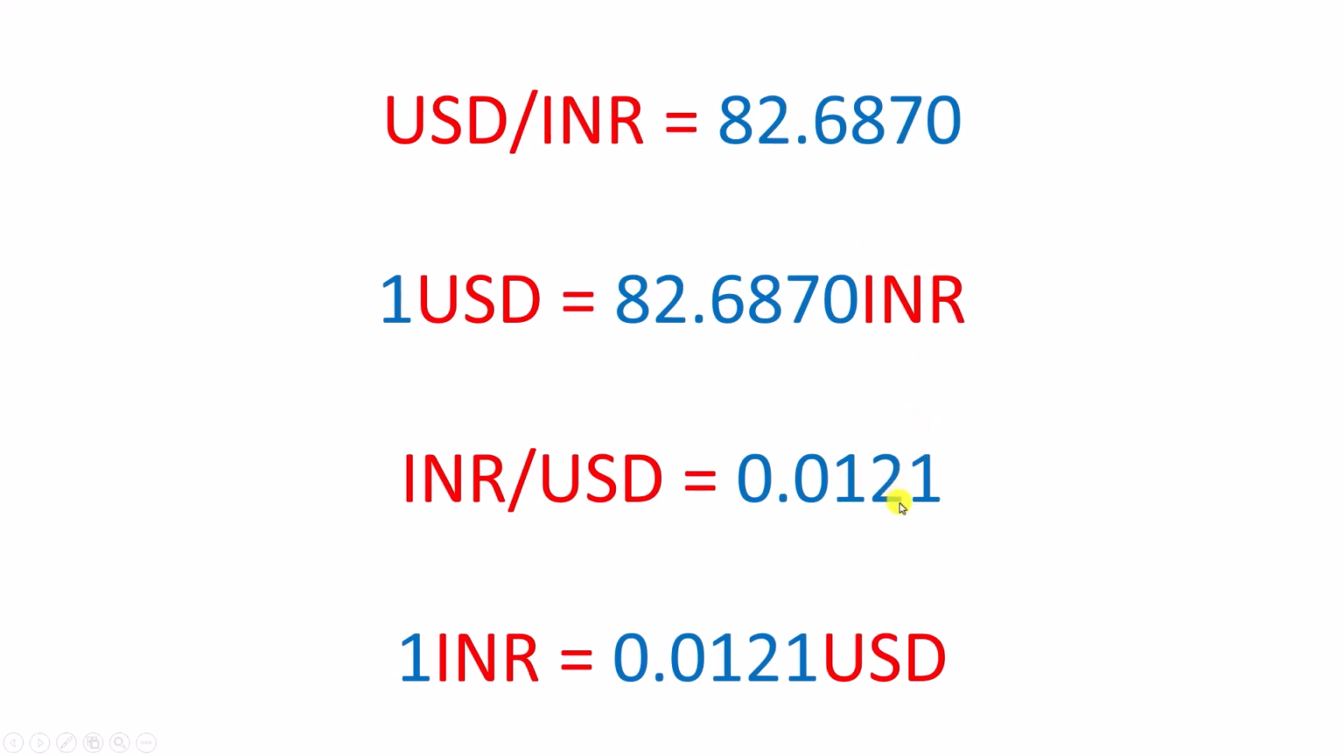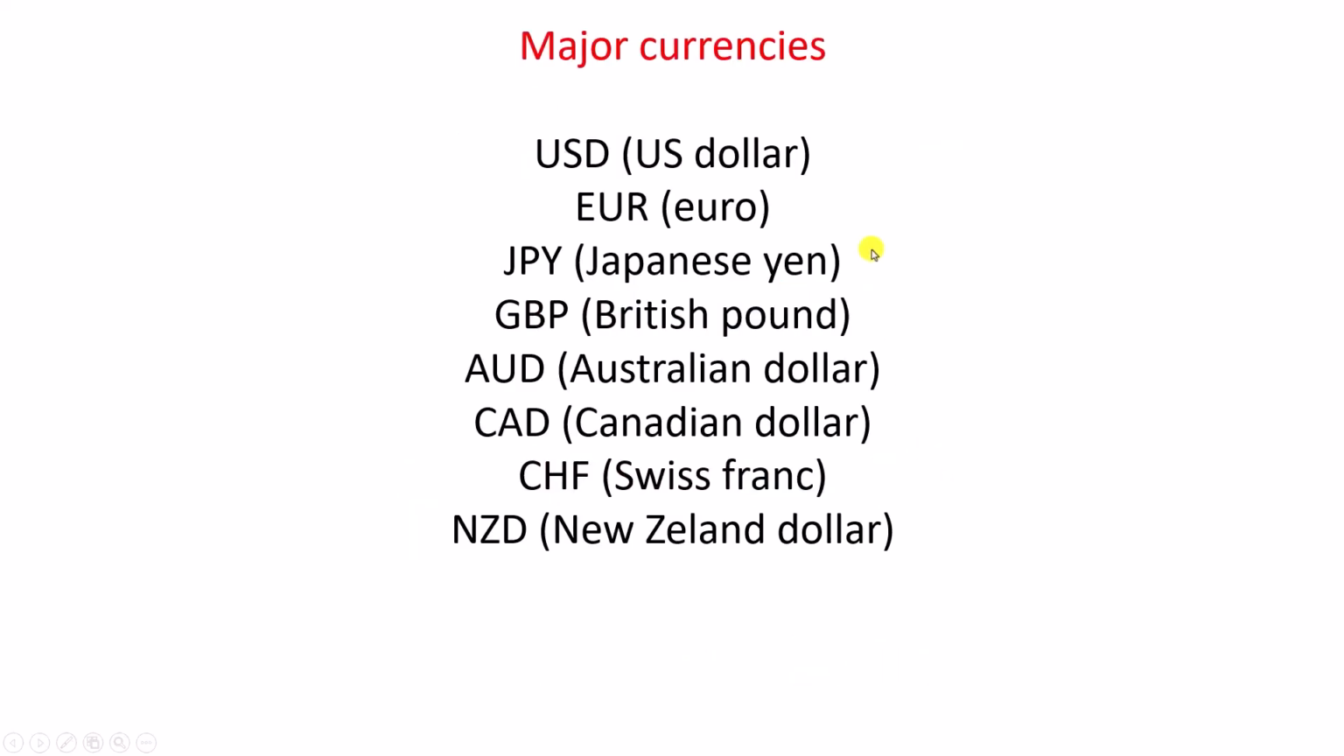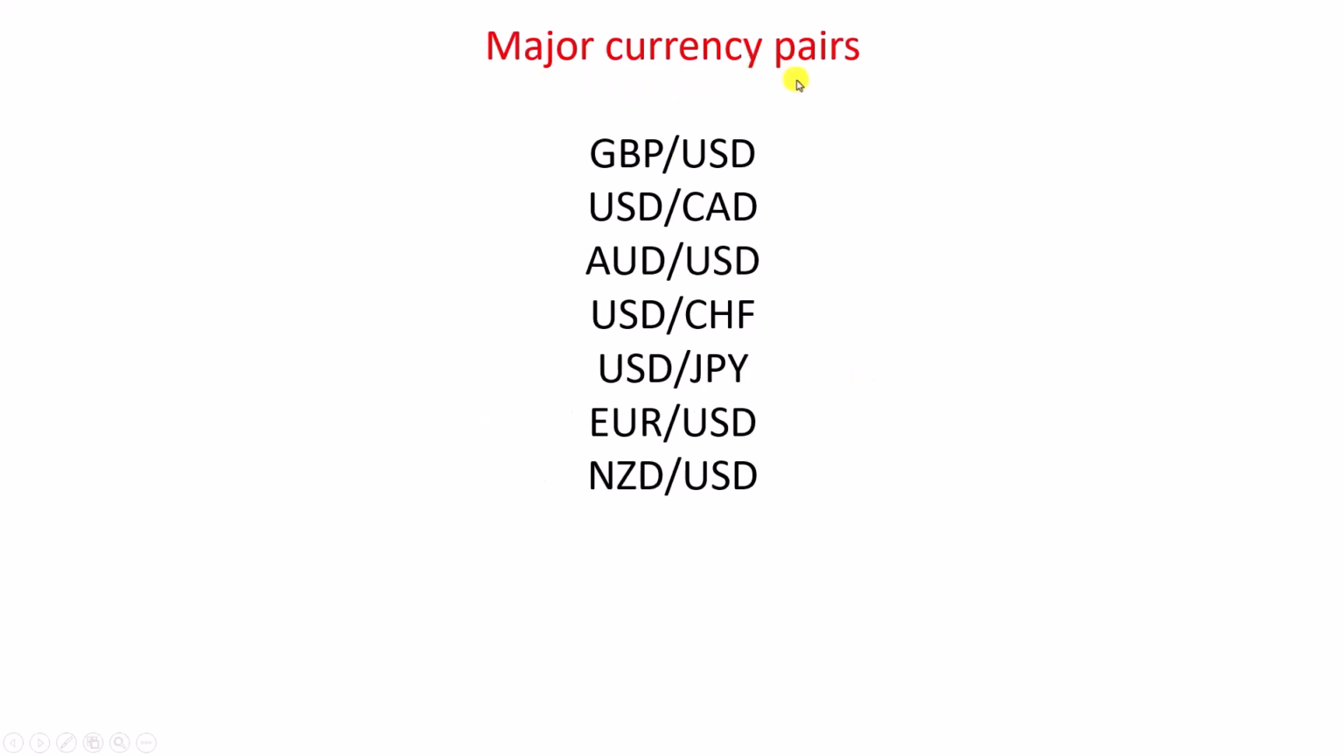Now proceeding further, we have 8 major currencies: the US dollar, euro, Japanese yen, British pound, Australian dollar, Canadian dollar, Swiss franc, and New Zealand dollar. Using these major currencies as one of the currencies in a currency pair, we have major currency pairs.